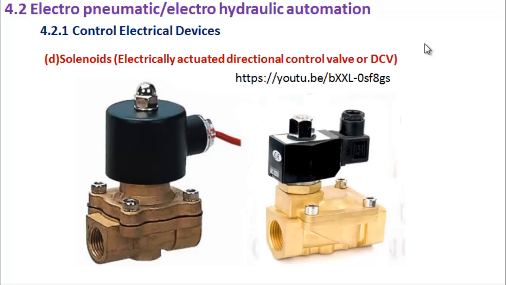The fourth electrical component or control electric device that we are going to study is solenoids, which is also called an electrically actuated directional control valve, which is written as a DCV. So whenever you see a DCV, you should understand that it is basically referring to directional control valve. There is a very good chance that they will mostly refer to it as DCV.